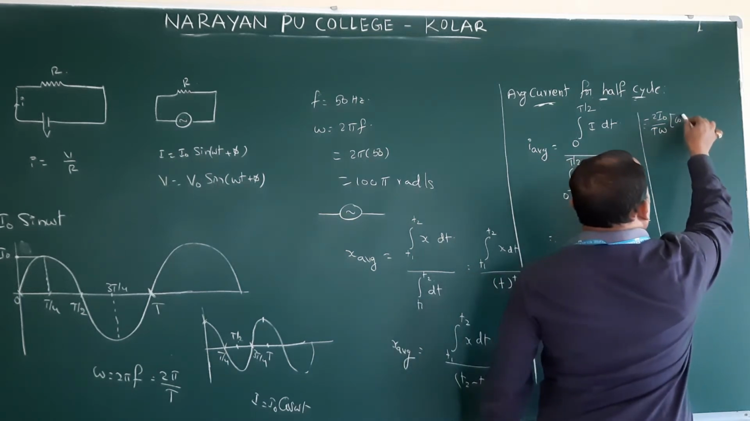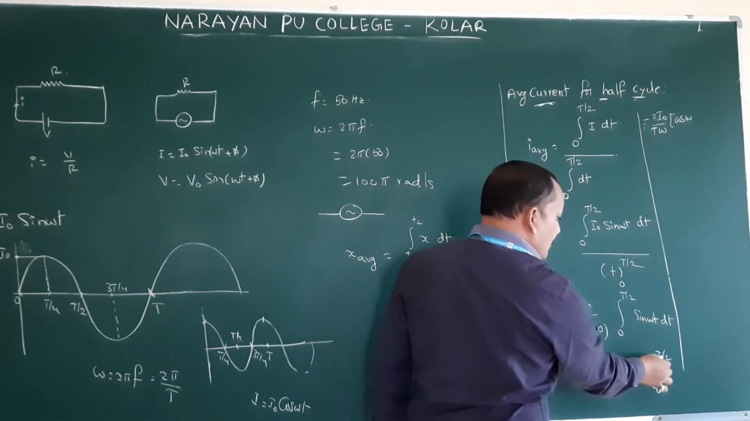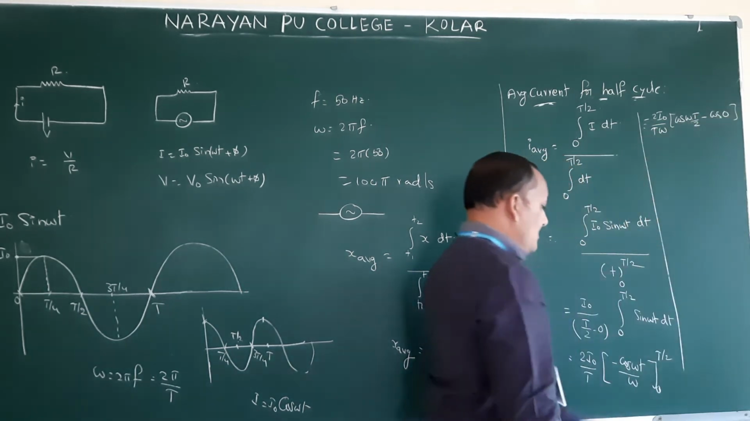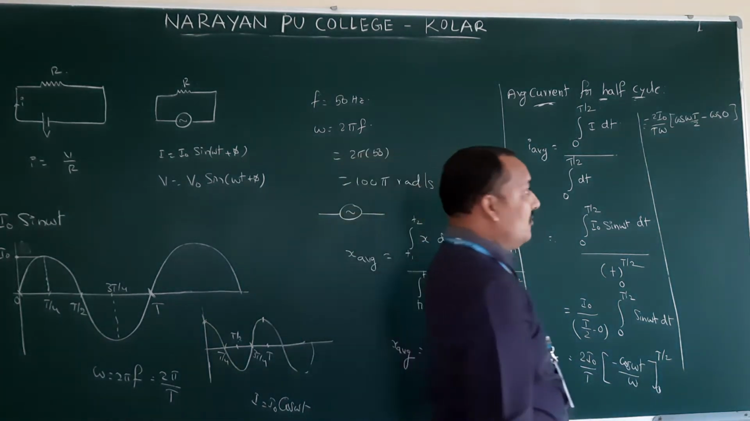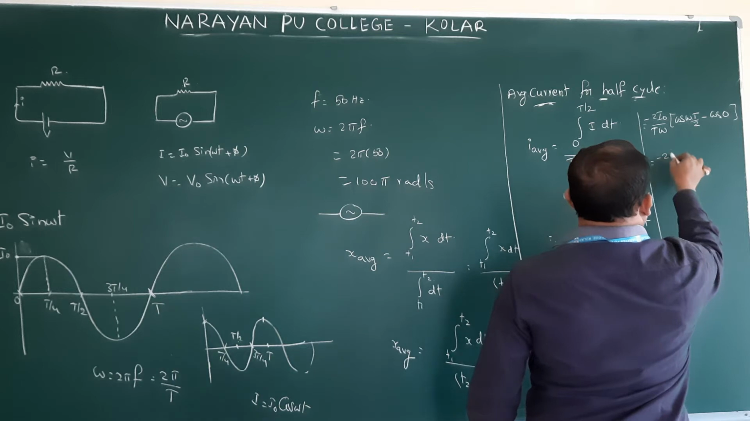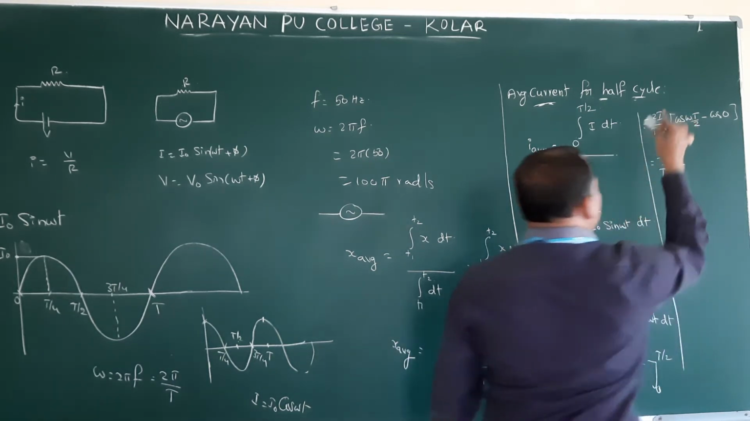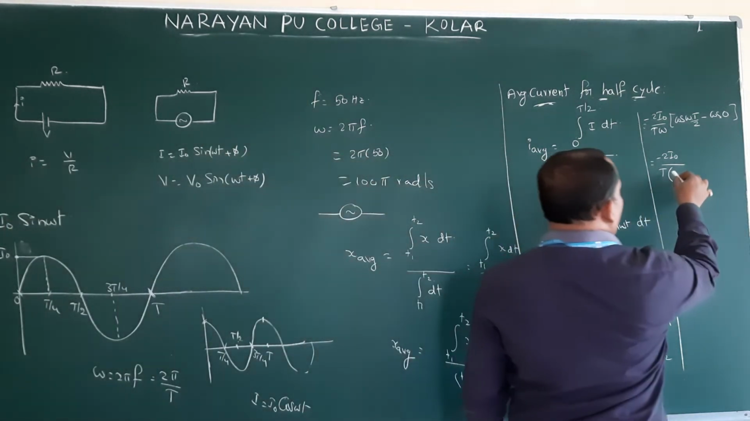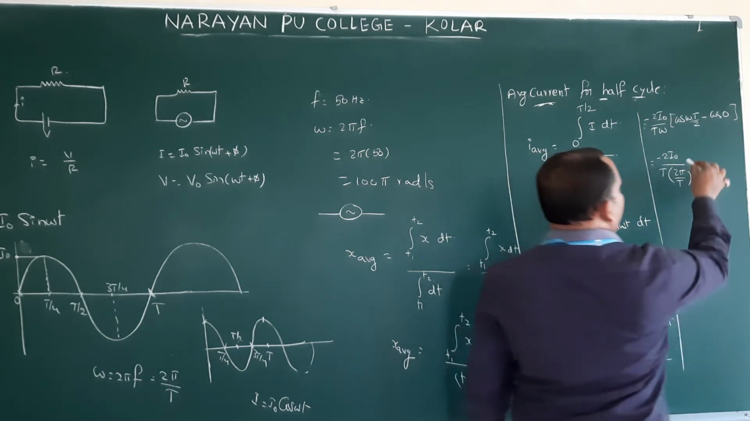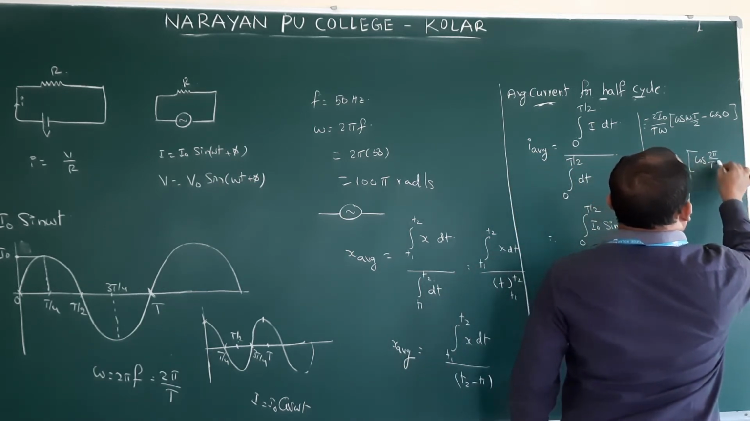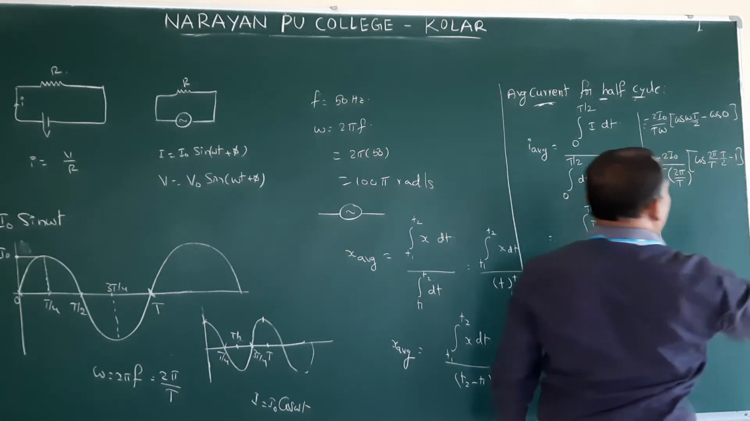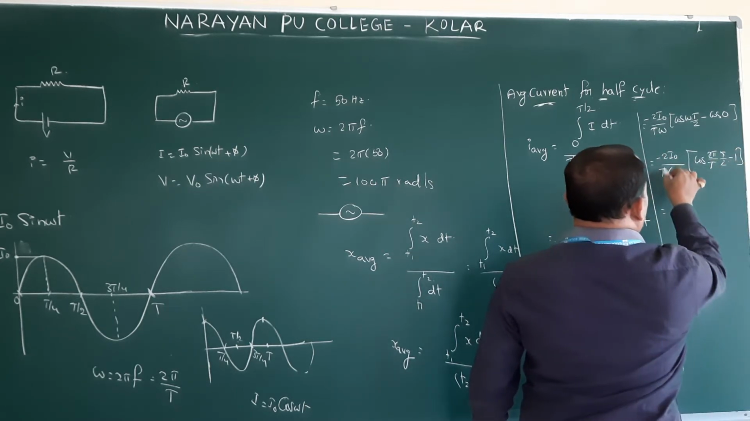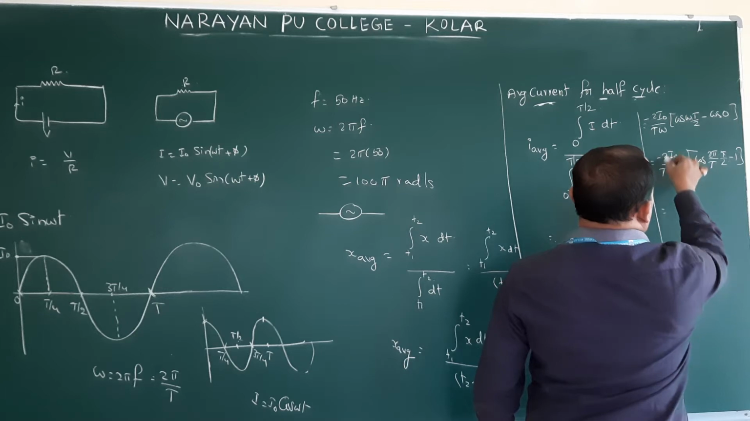Then cos omega, in place of small t, how much? T by 2, minus cos omega into 0, that is cos 0, whose value is 1. This value we have, minus 2 I naught by T into omega. The omega equation is 2 pi by T in terms of time period. Therefore, 2 pi by T cos of 2 pi by T into T by 2, minus cos 0 which is 1. So T will be cancelled, and 2 will be cancelled.